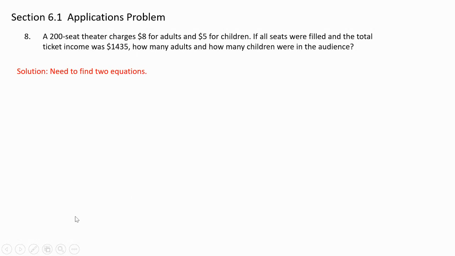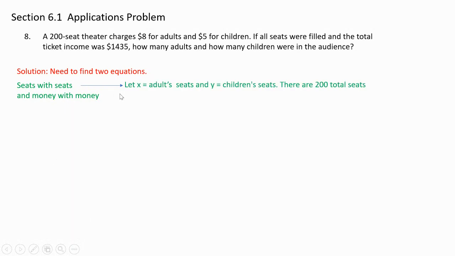Okay. So here, guys, what's my strategy? I need to find two equations. So I'm going to go seats with seats and money with money. What does that mean, seats with seats? I'm going to let x equal adult seats and y equal children's seats. And how many seats are there? There are 200. So it's going to be x plus y equals 200.